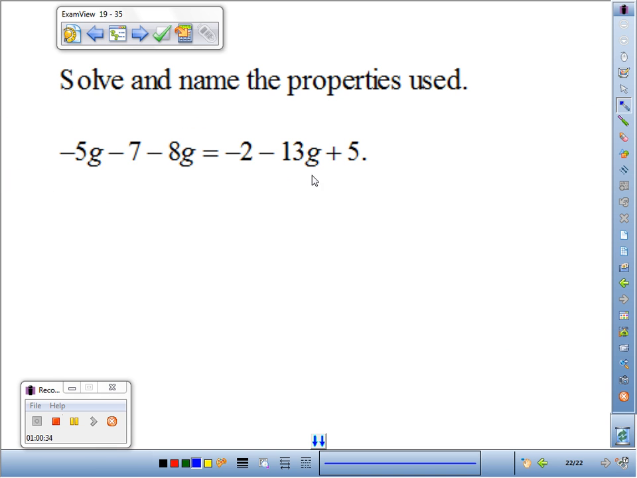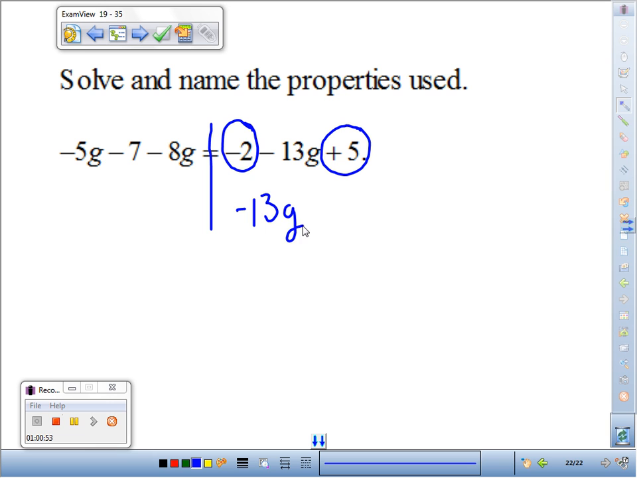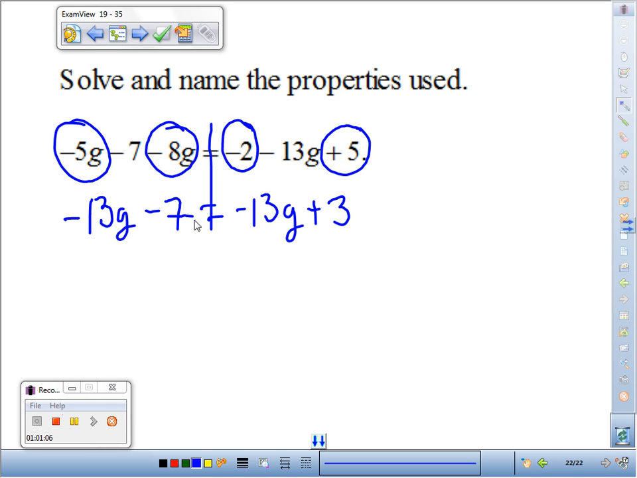So, solve and name the property. So I'm going to draw my line down. And the first thing we do, let me pause this for a little bit. First thing we do is combine like terms. Is that correct? Since there are no parentheses, we combine this one with this one. I bring down the negative 13g. And negative 2 plus 5, that's positive 3. And I combine this side, negative 5g and negative 8g, that's negative 13g minus 7. Are we there so far?